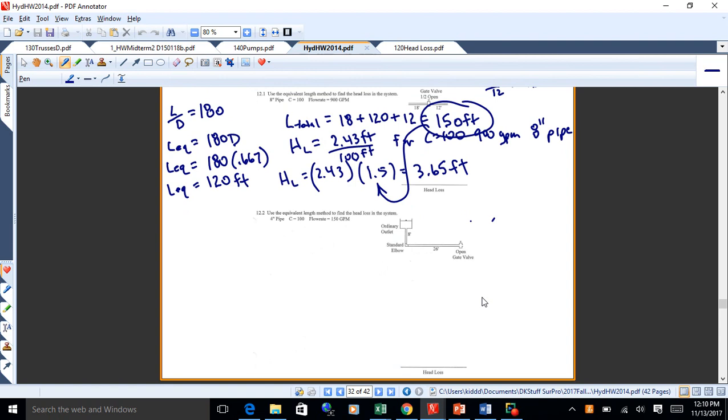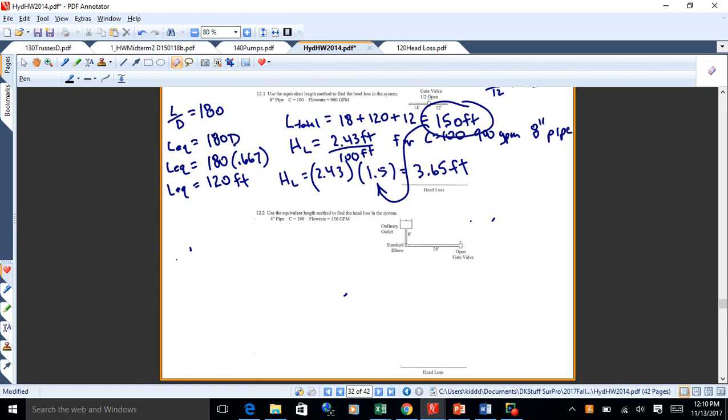You're going to find L over D for the 3 fittings, and then get the equivalent lengths for the 3 fittings, and then you'll find the head loss. So, I mean, there's different ways to do this, and to add them up. But what I do on this, and you kind of do it in a flow chart almost.